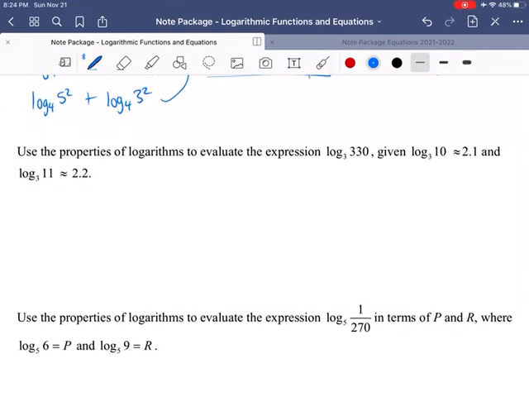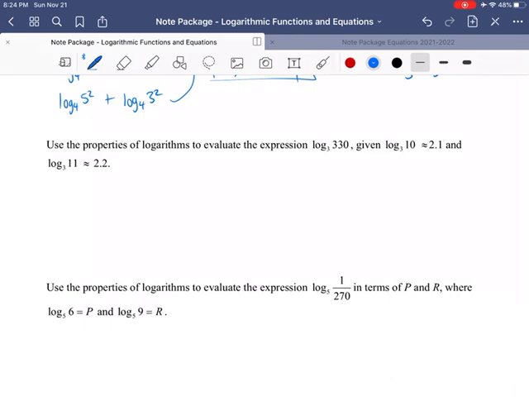Use the properties of logarithms to evaluate the expression log 3 330, given that log 3 of 10 is approximately 2.1 and log 3 of 11 is approximately 2.2. So a couple of clues here: 11 and 10 and 330. Well, 11 multiplied by 10 is 110, and then 110 multiplied by 3 gives us 330.